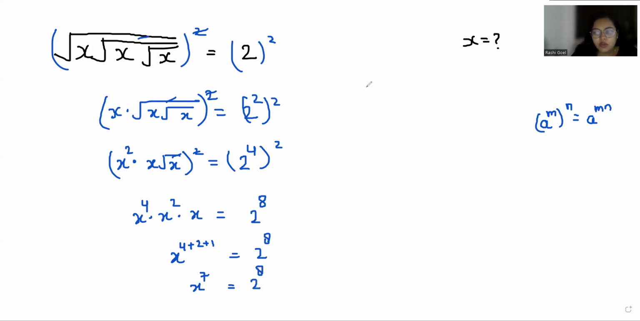So we have to find the value of x. So I'm going to raise both sides to the power 1 by 7. So x is equal to 2 power 8 by 7, or x is equal to 2 power 1 whole 1 by 7.